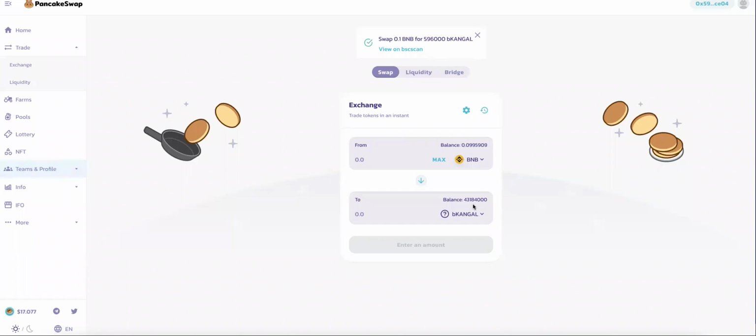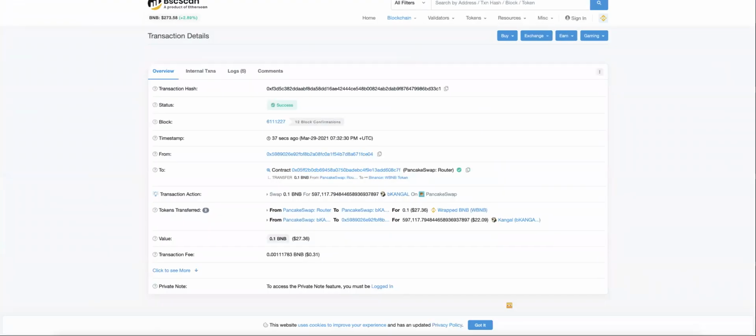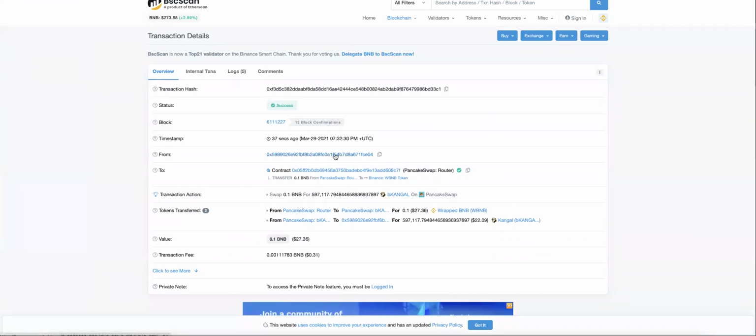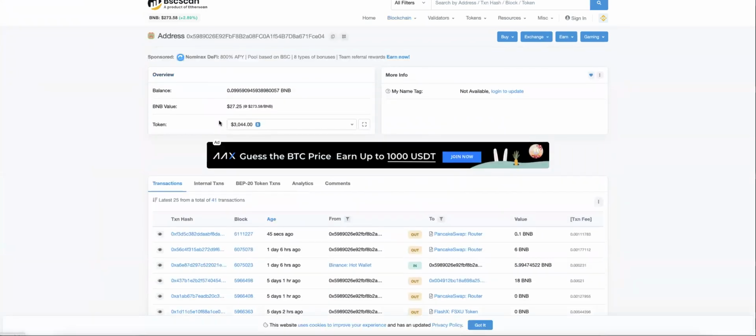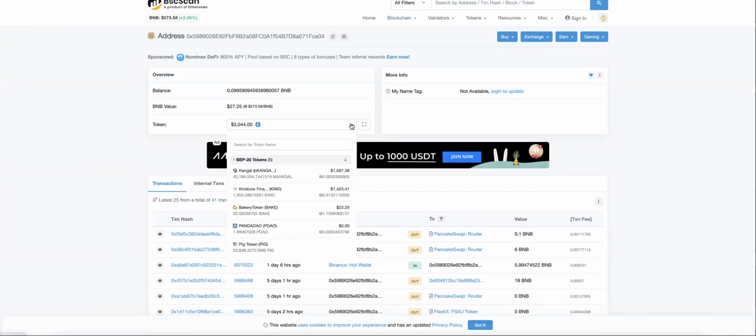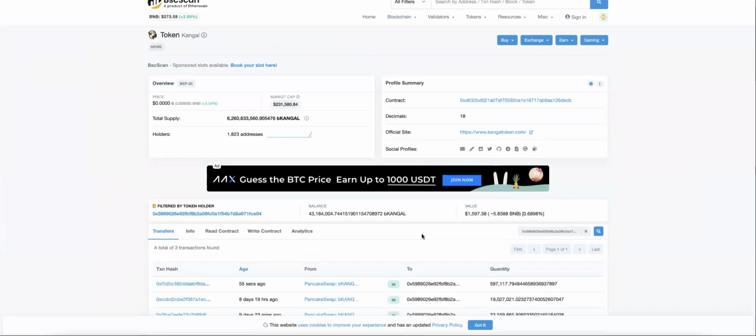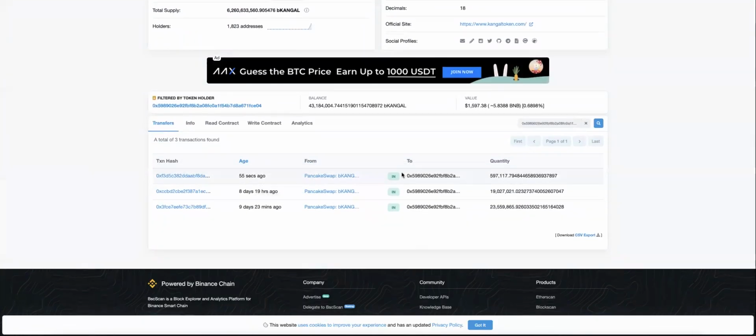But if we go on, if you view on Binance Smart Chain, if you view the transaction here, that's the transaction. And then you can look at my wallet. This is my wallet here. You click on my wallet, and then this is the value of the tokens I have in there, and this is the Kangal itself, which I have here. You can look at Kangal, and you can see my Kangal transactions from 55 seconds ago. I bought this one.